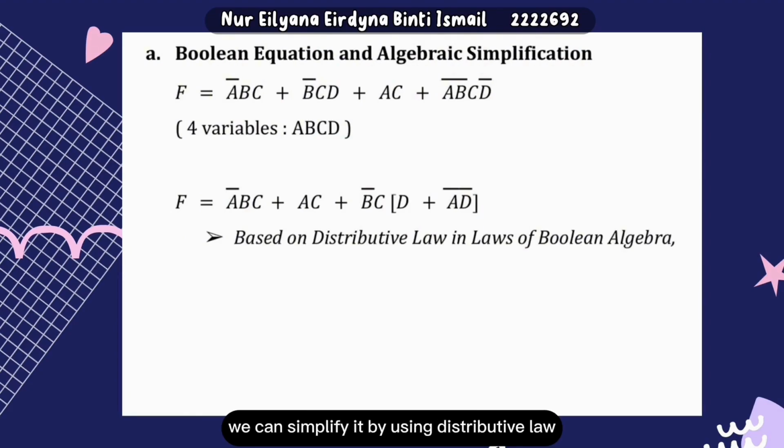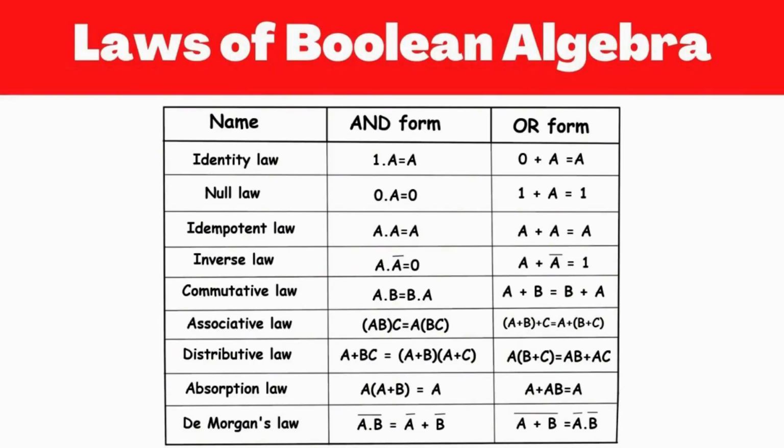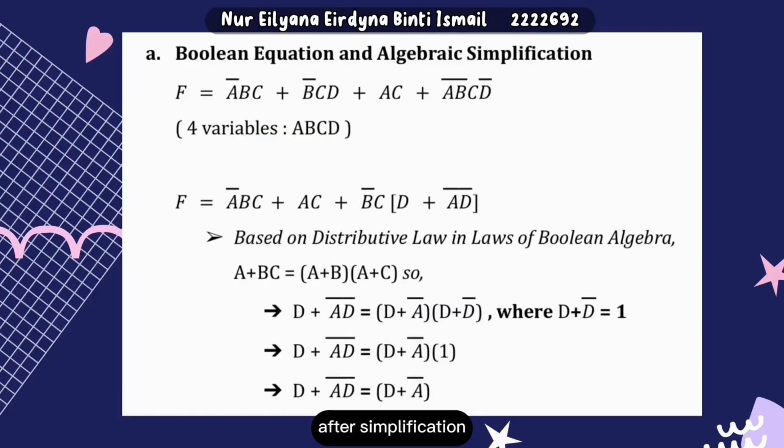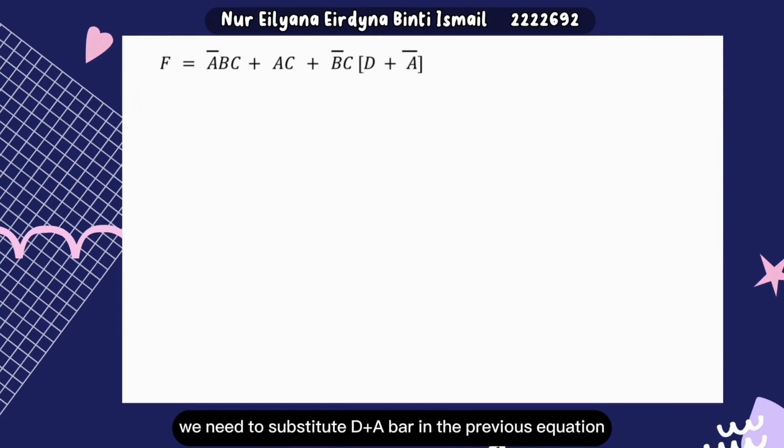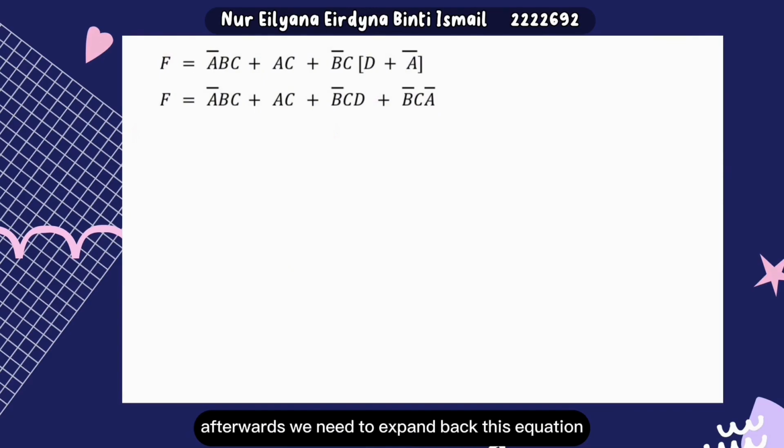Inside the square bracket, we can simplify it by using the distributive law from the laws of Boolean algebra. In the distributive law, A plus BC will be equal to A plus B and A plus C. After simplification, D plus A bar D bar becomes D plus A bar as the final answer. For the next step, we need to substitute D plus A bar in the previous equation. Afterwards, we expand this equation back and it will become like this.